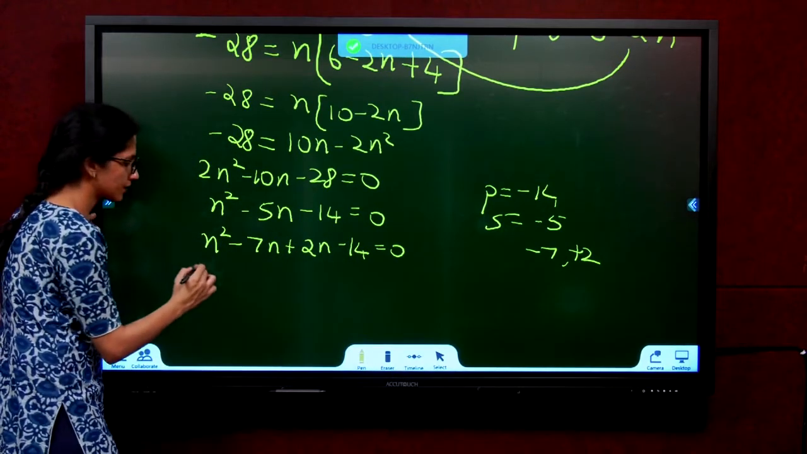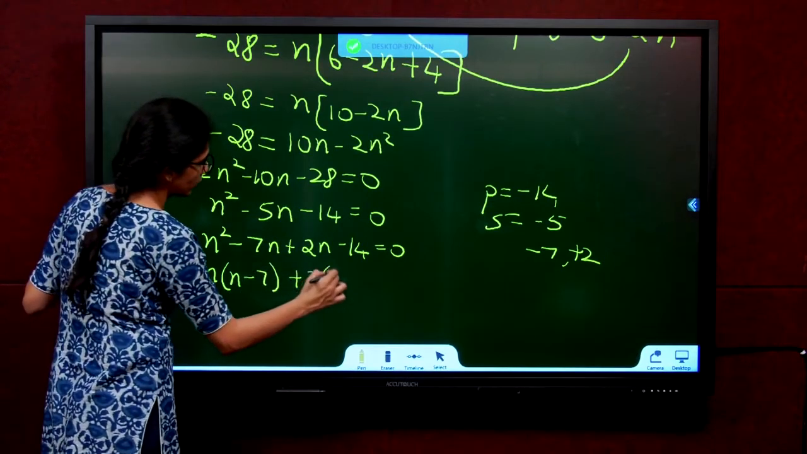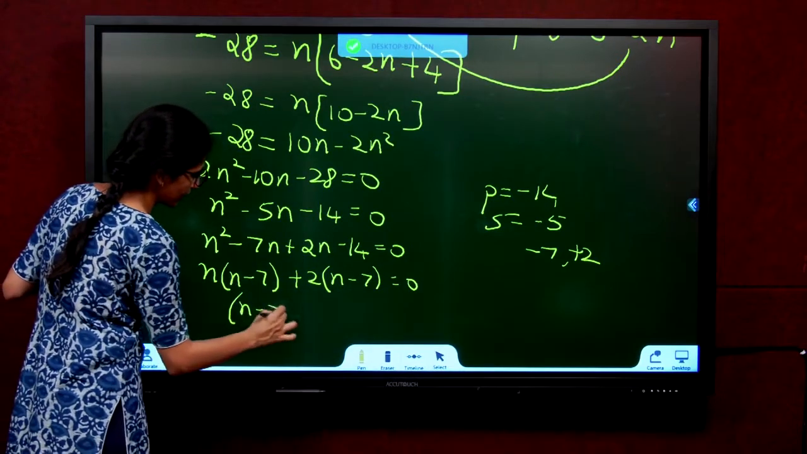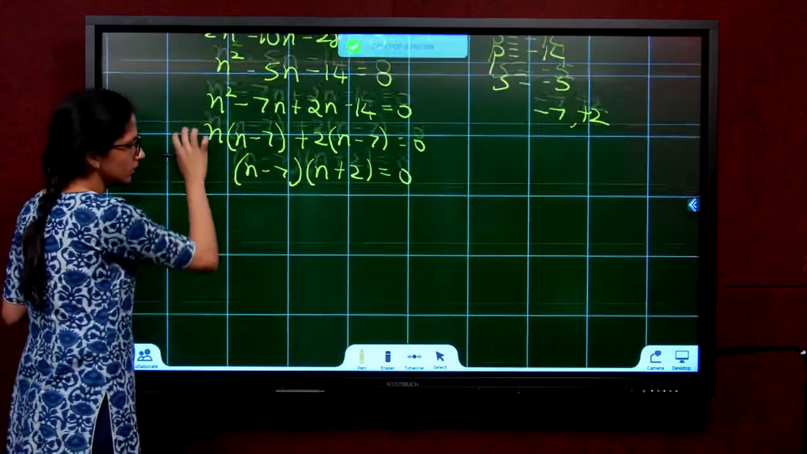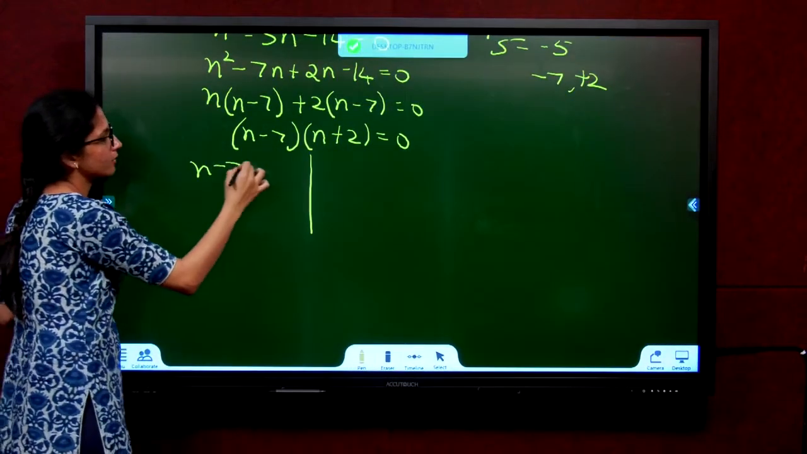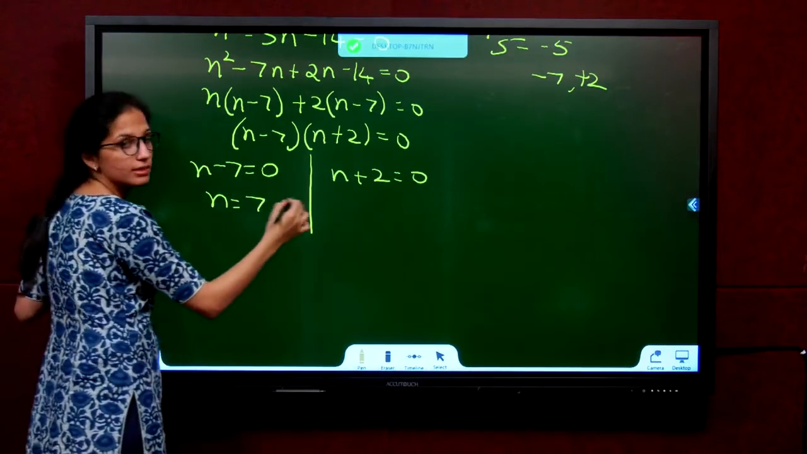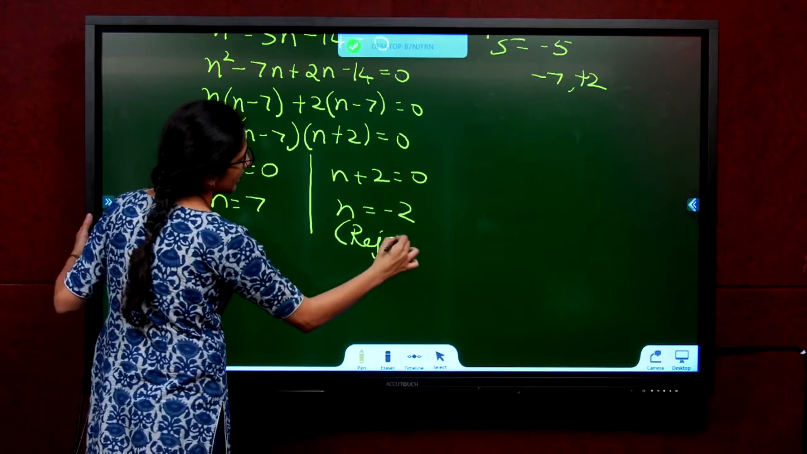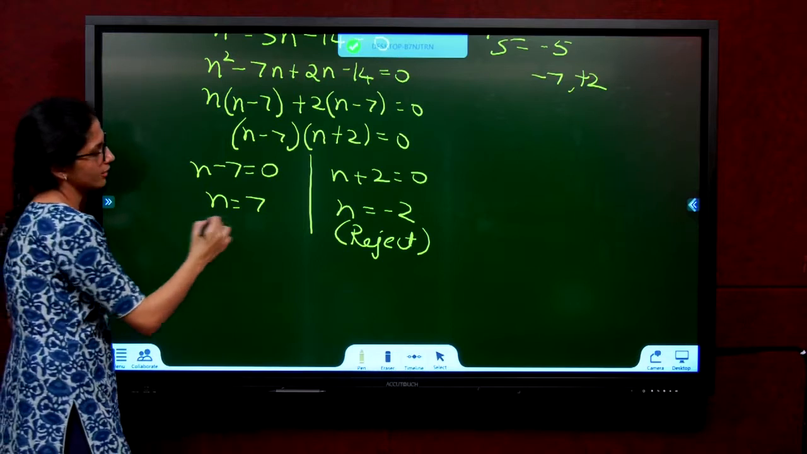From the first two terms, take whatever you can common. N into n minus 7 plus 2 into n minus 7 is equal to 0. N minus 7 common into n plus 2 equals 0. N minus 7 equals 0 and n plus 2 equals 0. N is equal to 7, n is equal to minus 2. Reject. Why? Because n has to be a positive integer. It is negative here. N is equal to 7 is the answer.